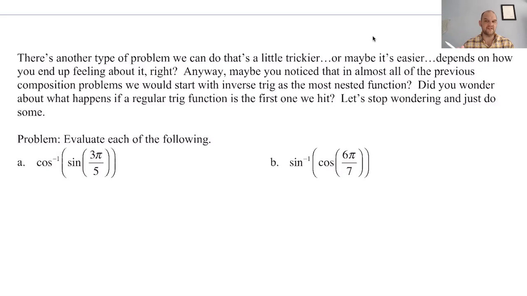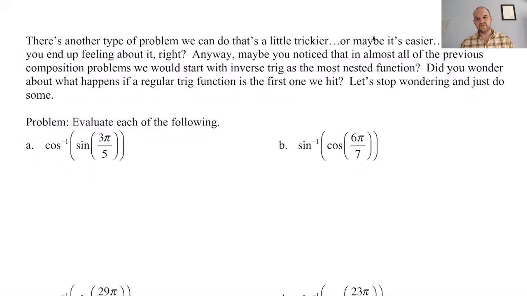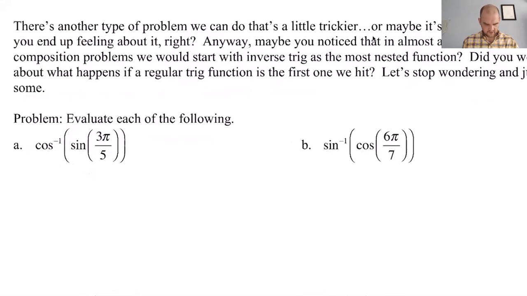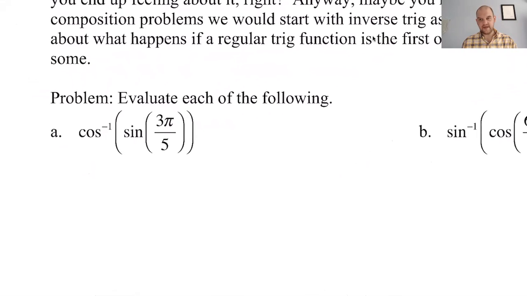Every previous problem that we did pretty much, certainly with the drawing triangle stuff, ended with a ratio as our final answer. Here we're going to get an angle as our final answer. So let's see if we can do it. It's going to be a little weird at first, but it's not that bad. Here's what I think when I see this problem. I want to find the cosine inverse, the inverse cosine, the arc cosine of the sine of 3 pi over 5.